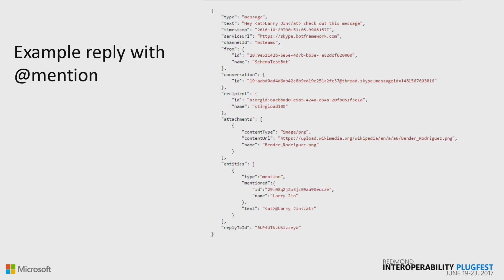Okay. And an example of sending a reply or replying with an at mention. So like I was doing with the bots, I did the at mention to specifically target one user, which happened to be the bot in this case. And in this case, you see what that looks like in the entities section of the reply. This bot is actually at mentioning one of the users.